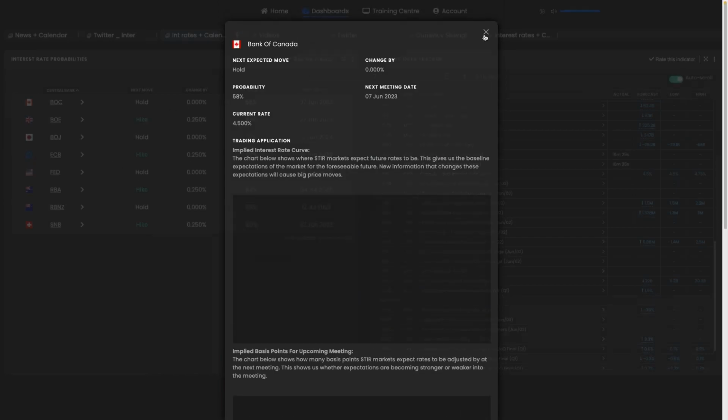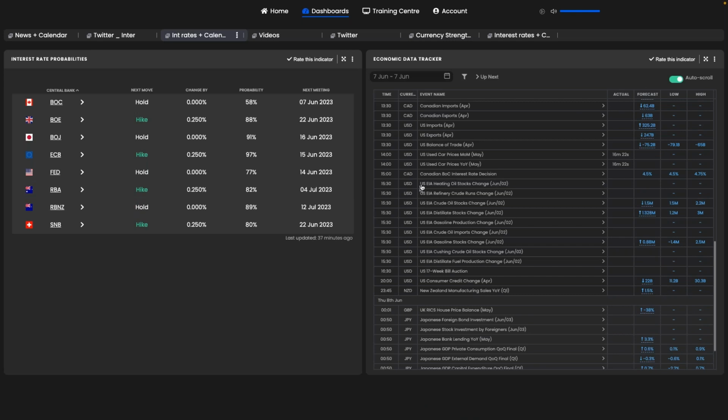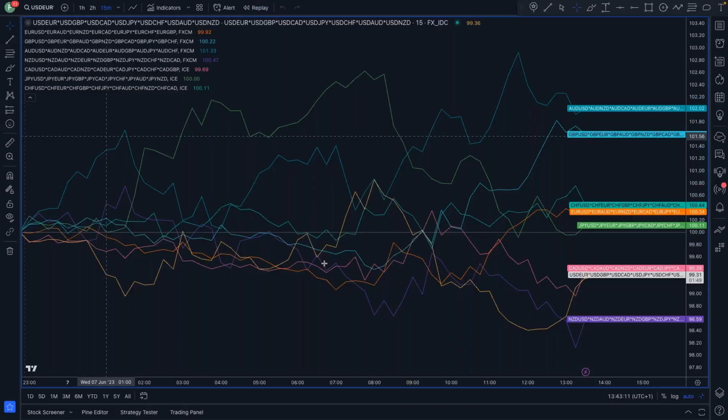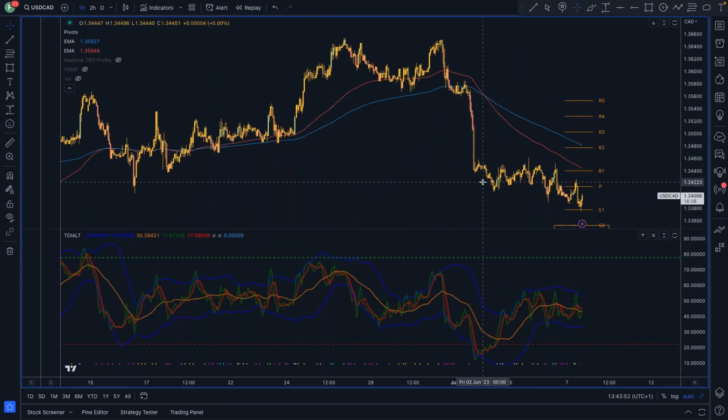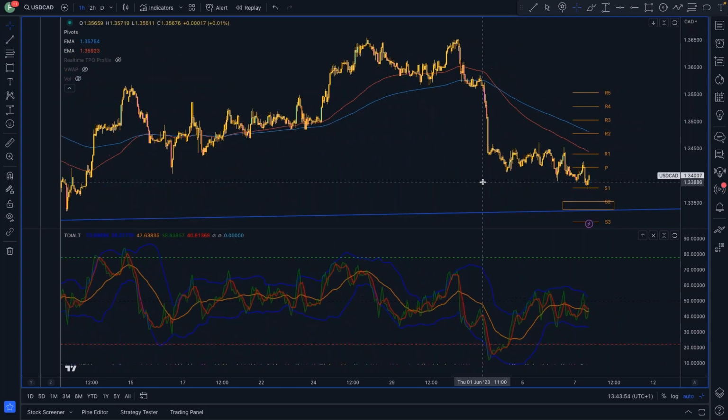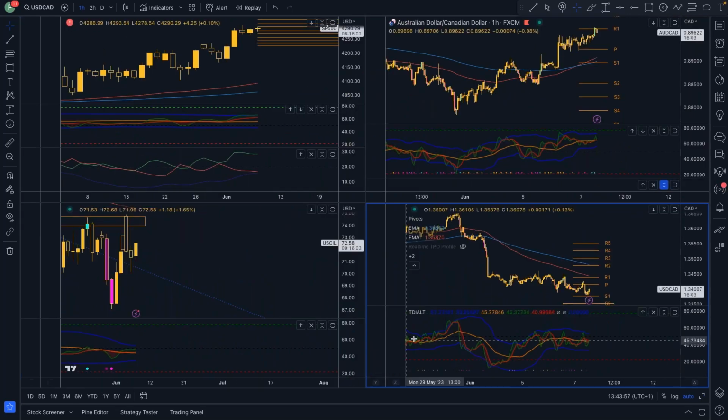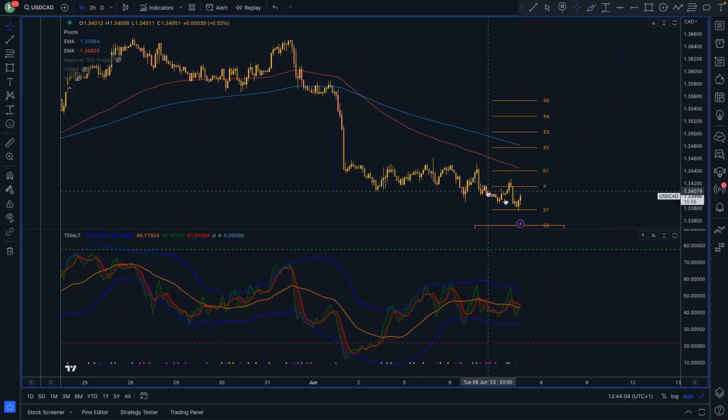So just run through it again, what I'm anticipating. Hike by 25 basis points, I would expect that to weaken the US dollar CAD pair. If they don't hike, I'd expect the Aussie CAD pair to move up to that R2 pivot point. If they do hike, I'd expect the US dollar CAD pair to move to that S2. So I'll just be looking for a short-term scalpable opportunity.